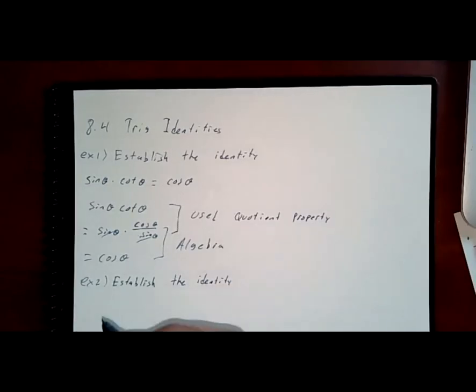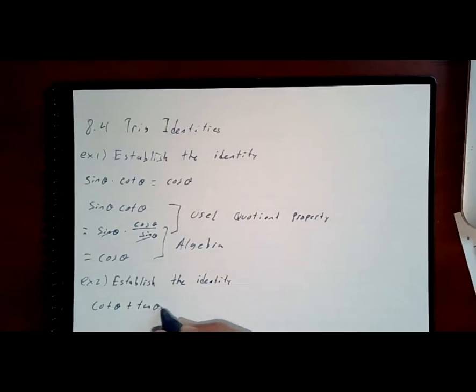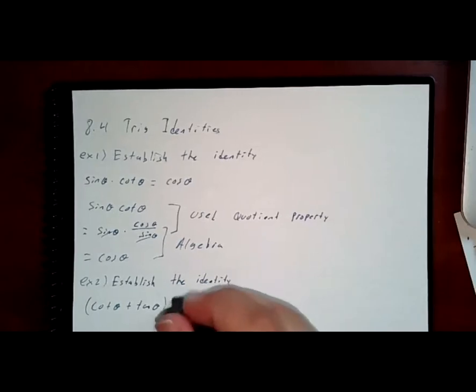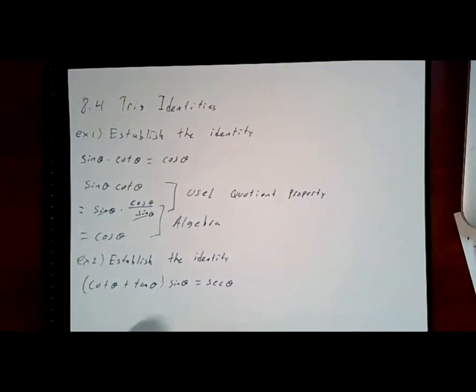Okay, let's do another one. This sounds a little harder. Cotangent theta plus tangent theta, oops, forgot one piece, times sine theta is equal to secant theta. So I'm going to pick the complicated side and try to get to secant. So I'm choosing this side.